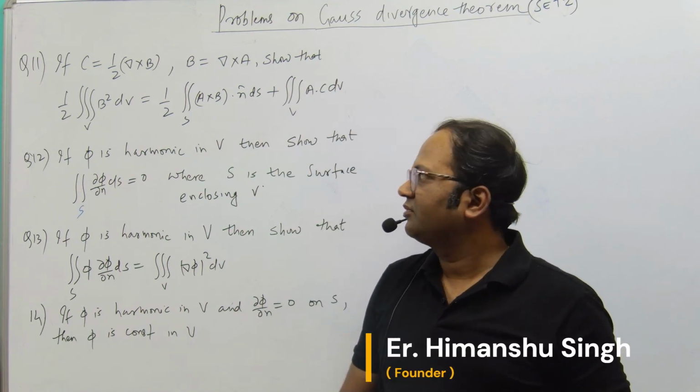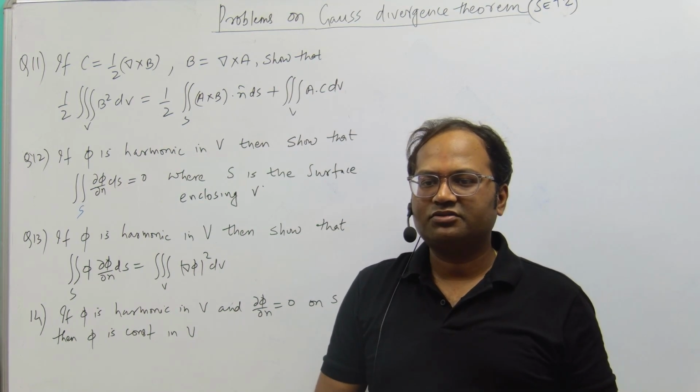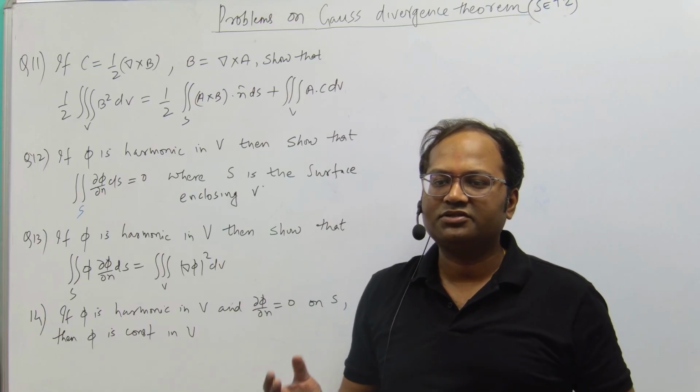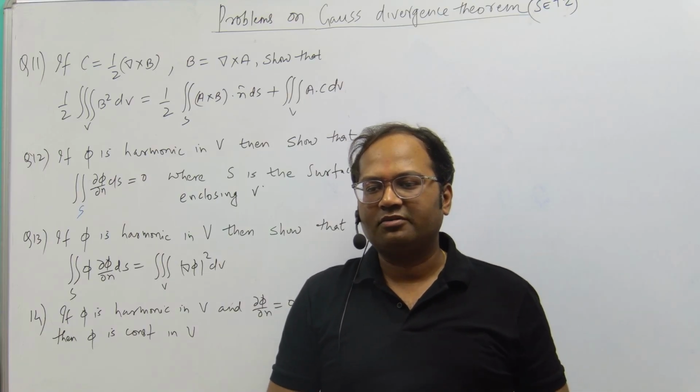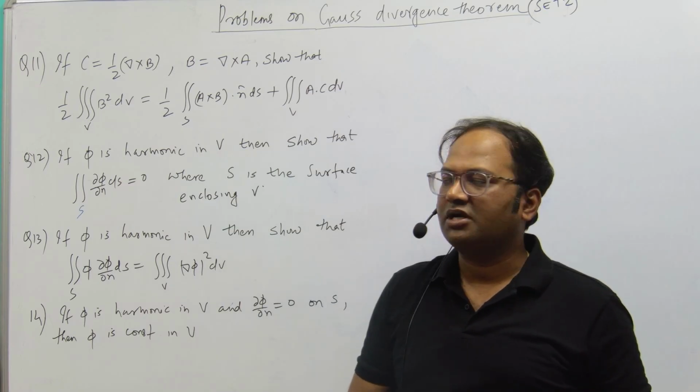In the last lecture we have discussed up to question number 10. So we will discuss question number 11 onwards in this particular lecture. So basically we are discussing the problems on the Gauss divergence theorem. So let's start our discussion.